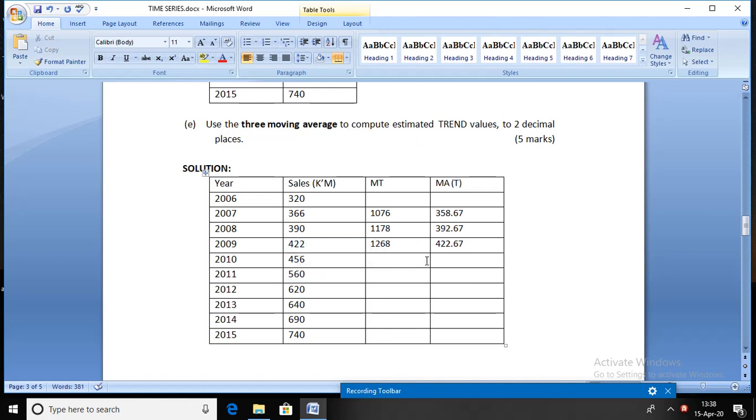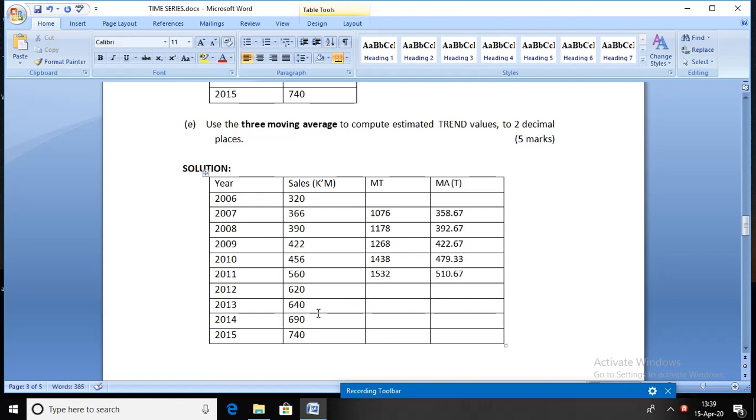The total should be 1438. That divided by 3 should be 479.33. Then add the next set of 3, put the answer in the middle. That should be 1532 divided by 3, that should be 510.67.